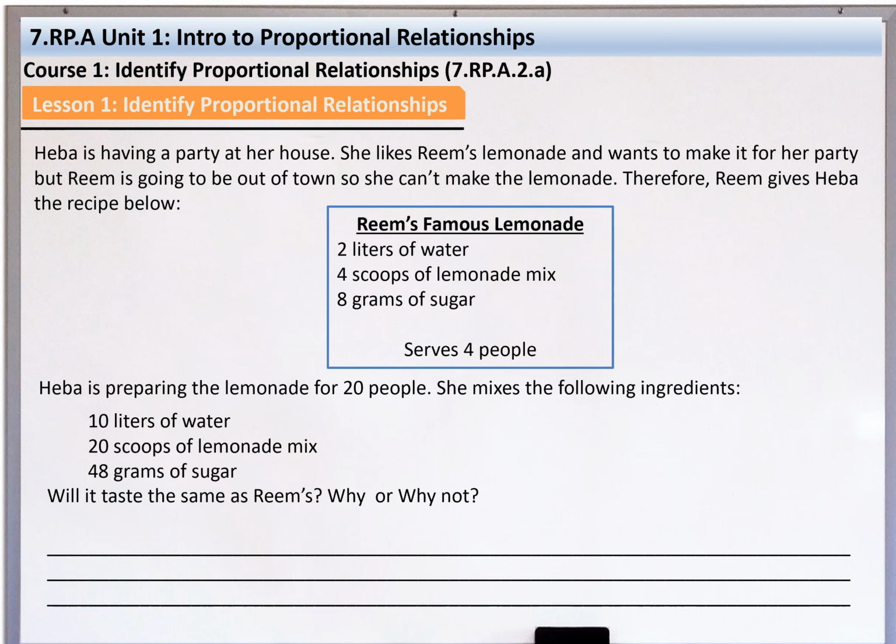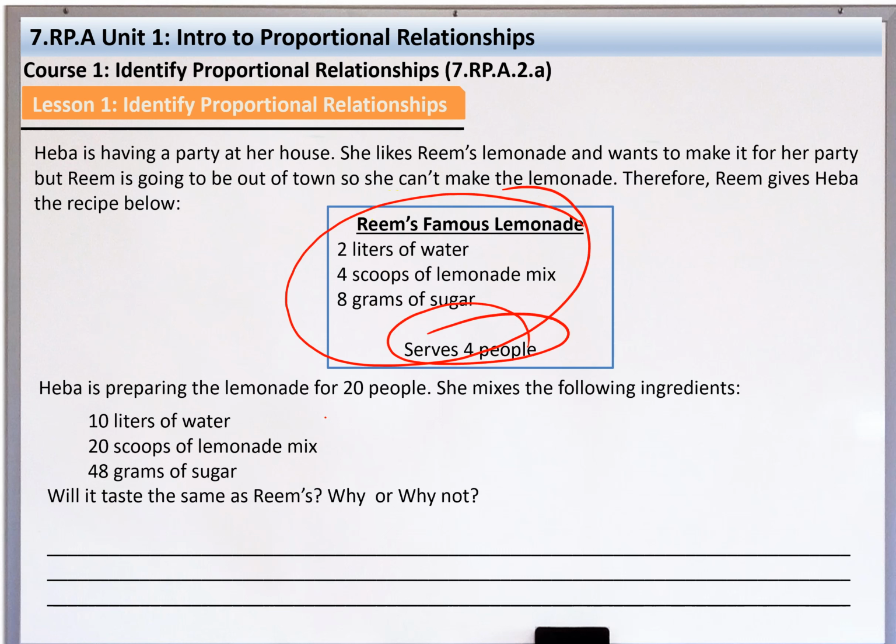Okay, we'll start with an example, a recipe. Heba is having a party at our house. She likes Reem's lemonade and wants to make it for the party, but Reem is going to be out of town, so she can't make the lemonade. Therefore, Reem gives Heba the recipe below. See the recipe here? That serves 4 people.